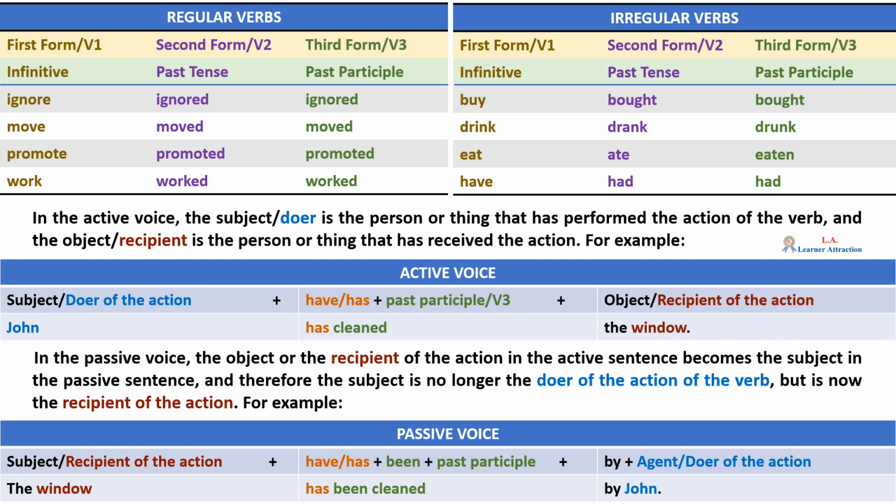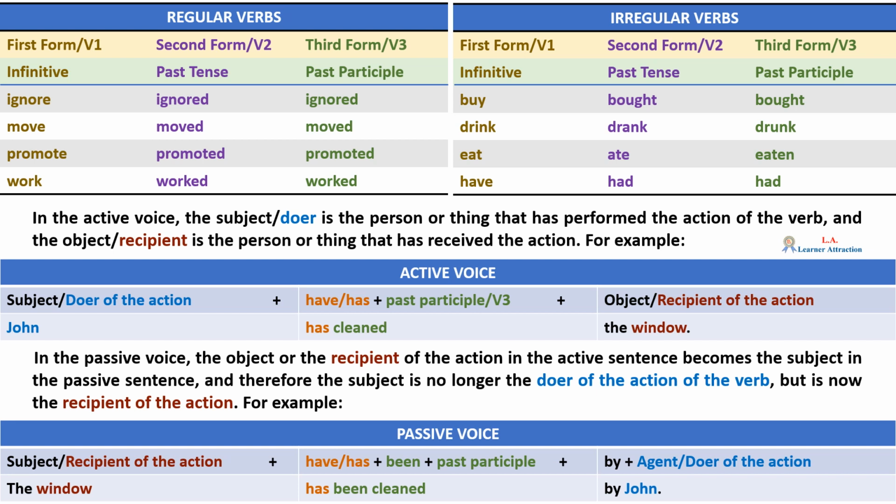In the active voice, the subject, or doer, is the person or thing that has performed the action of the verb, and the object, or recipient, is the person or thing that has received the action. For example, active voice: subject, or doer of the action, plus have or has, plus past participle, or verb 3, plus object, or recipient of the action. John has cleaned the window.